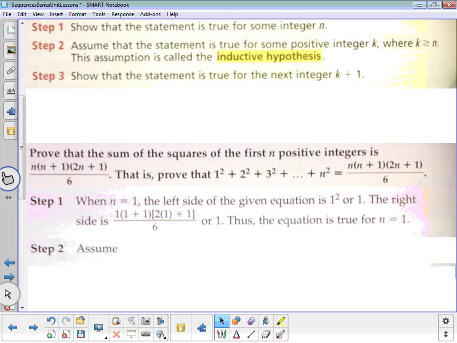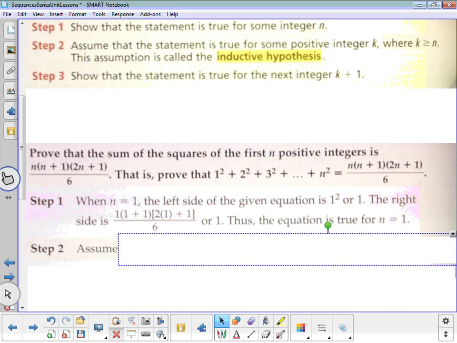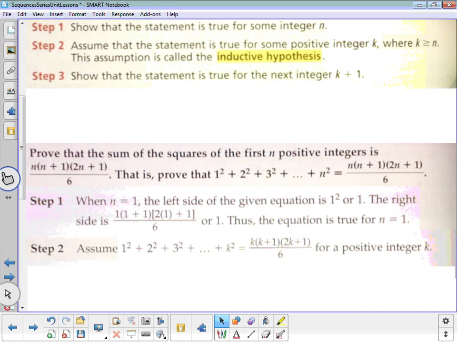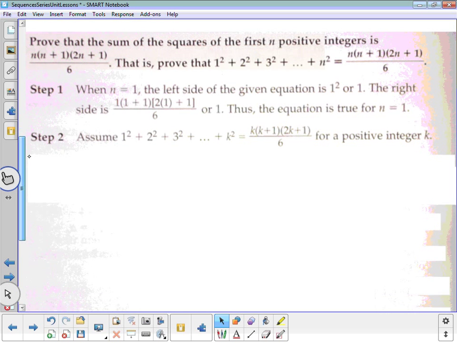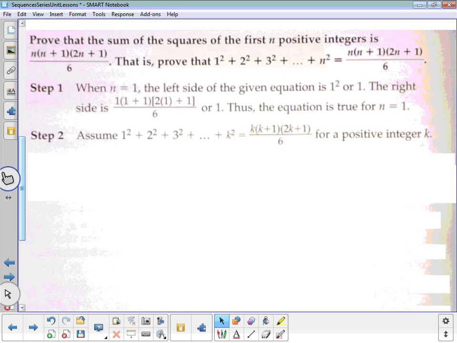Step 2, I need to assume that 1 squared plus 2 squared plus 3 squared plus up to k squared equals k times k plus 1 times 2k plus 1 all over 6 for some positive integer k, such that k is greater than 1, really, is what I should have on there. I didn't have that on there. Okay, so there's the first 2 steps. Those are the 2 easy steps.